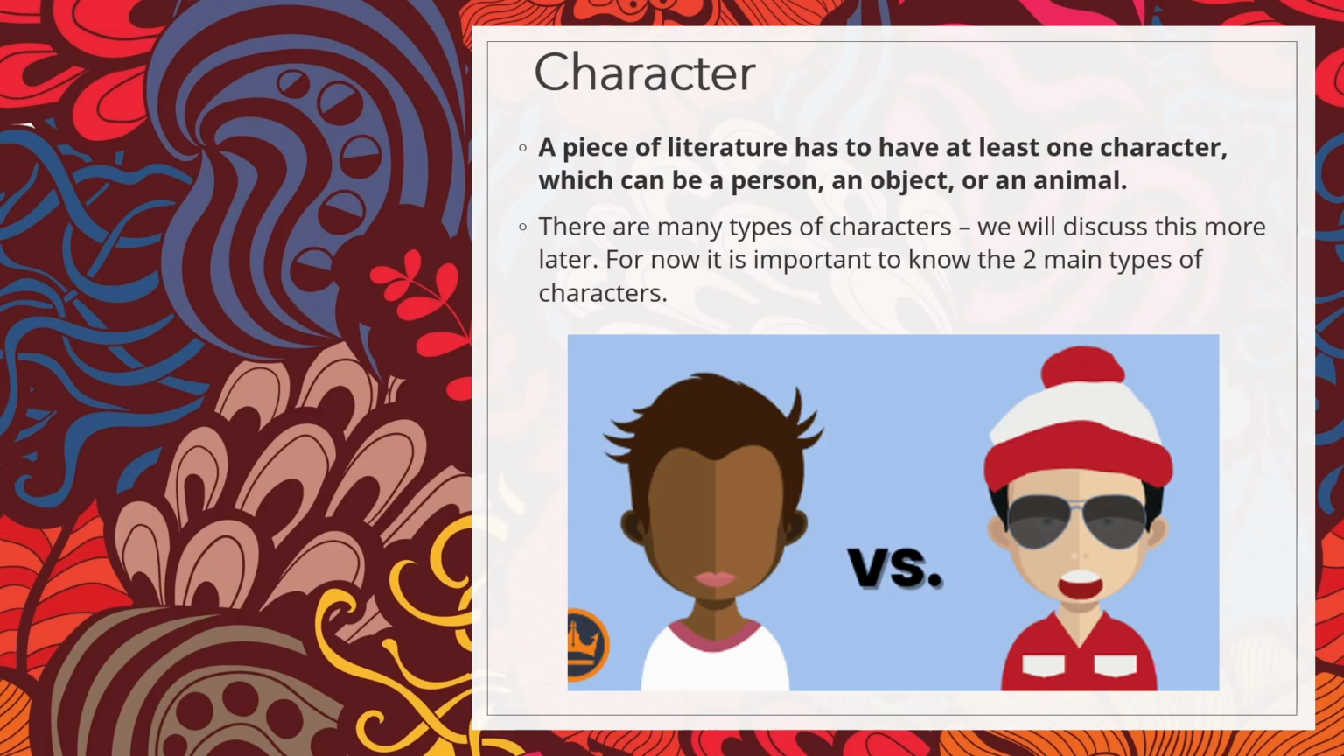Characters are essentially the heart of any story. Every narrative must have at least one character. They can be people, animals, or even objects. There are many types of characters, such as the protagonist and antagonist, but every story must have at least one. Who's your favorite character from a book or a movie? Why?